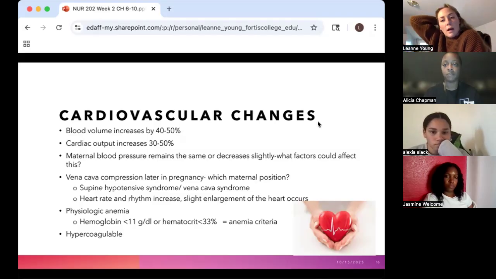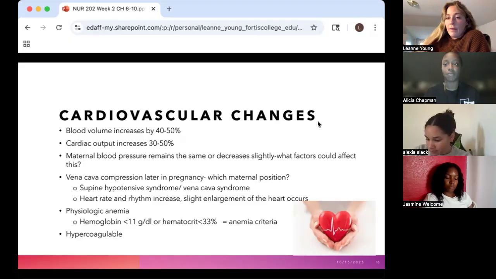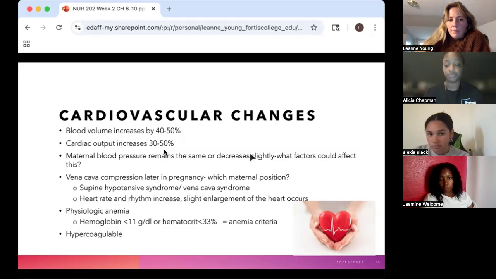Making sure we're staying really nice and hydrated, staying active, and then also going over in really good detail the signs and symptoms of DVTs. When women should go to the emergency department, how they can identify blood clots, and what that looks like and what to expect with that.